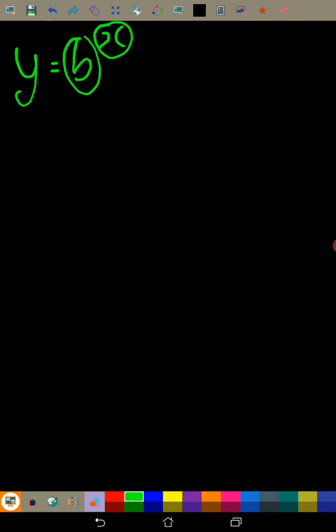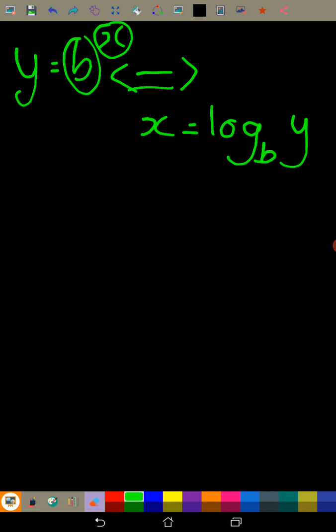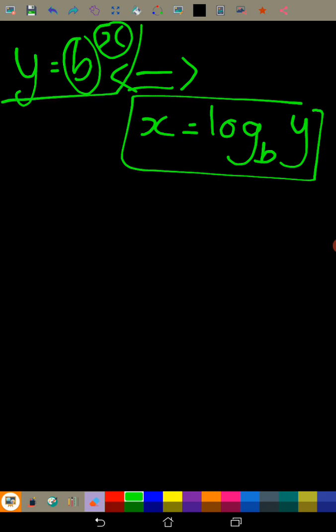And we say it can be then also like x is equal to log_b y. So if we're looking for the inverse of this function, we just say log_b x here.